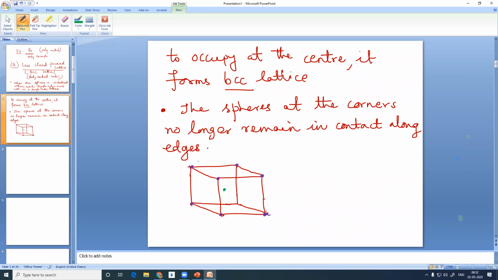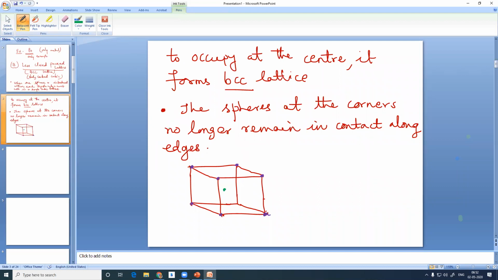So when a sphere of the same size enters the center, what happens? The erstwhile simple cubic unit cell expands because another body of the same size is intervened to occupy the center. Therefore, the cell expands, and the spheres sitting at the corners do not remain in contact along the edges, which was the case in the simple cubic lattice.